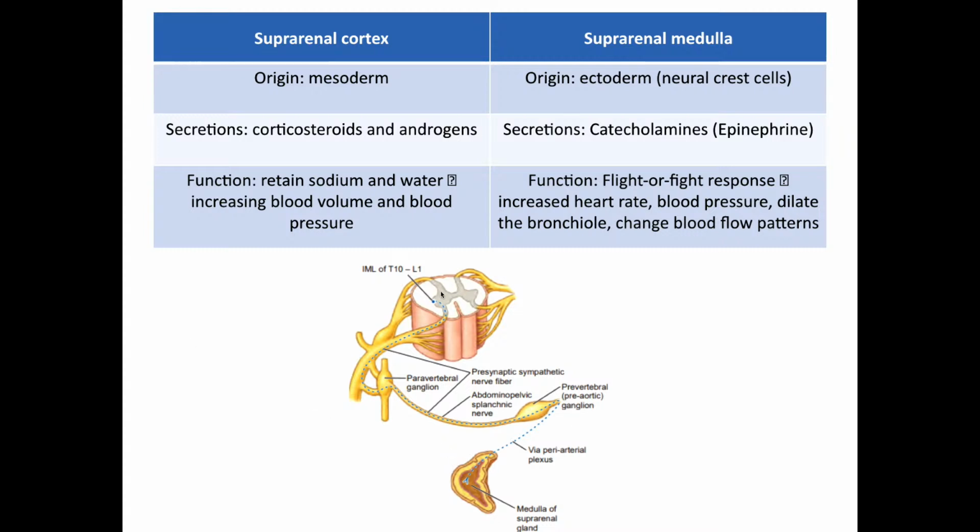So we have our butterfly spinal cord, right? From thoracic 10 vertebra till lumbar 1, we have presynaptic sympathetic nerve fibers coming out. Then we have the pre-aortic ganglion, and from the pre-aortic ganglion, via the periarterial plexus, we deliver our catecholamines to the medulla. So these are synthesized in the nerve cells. Okay?